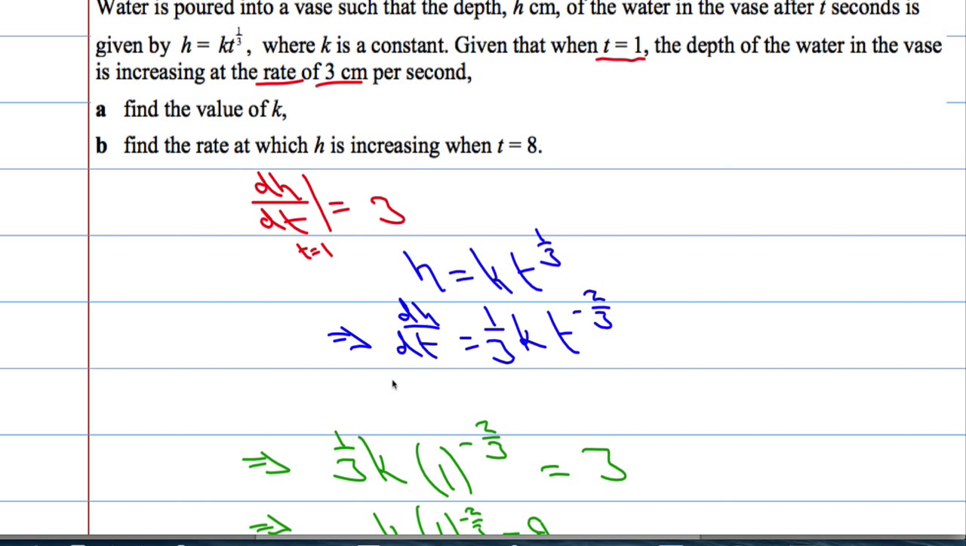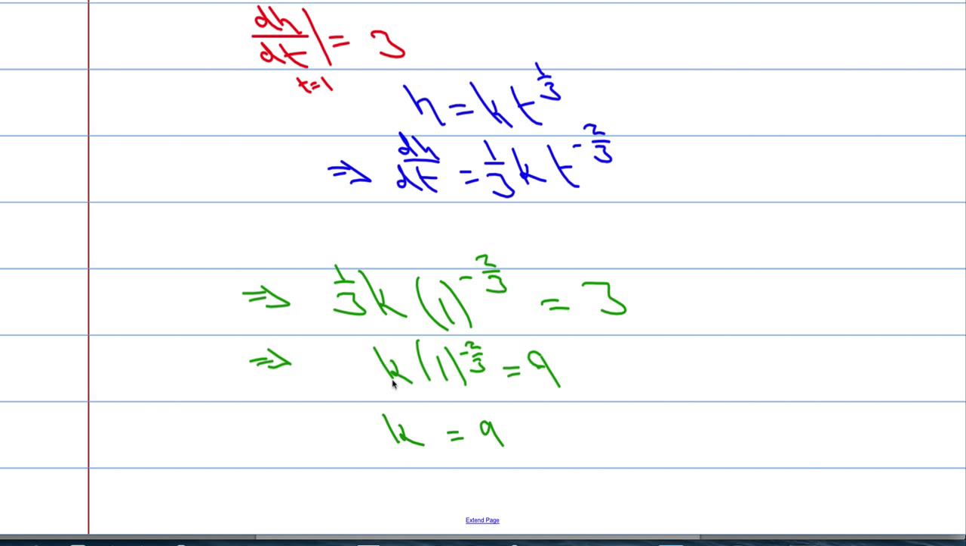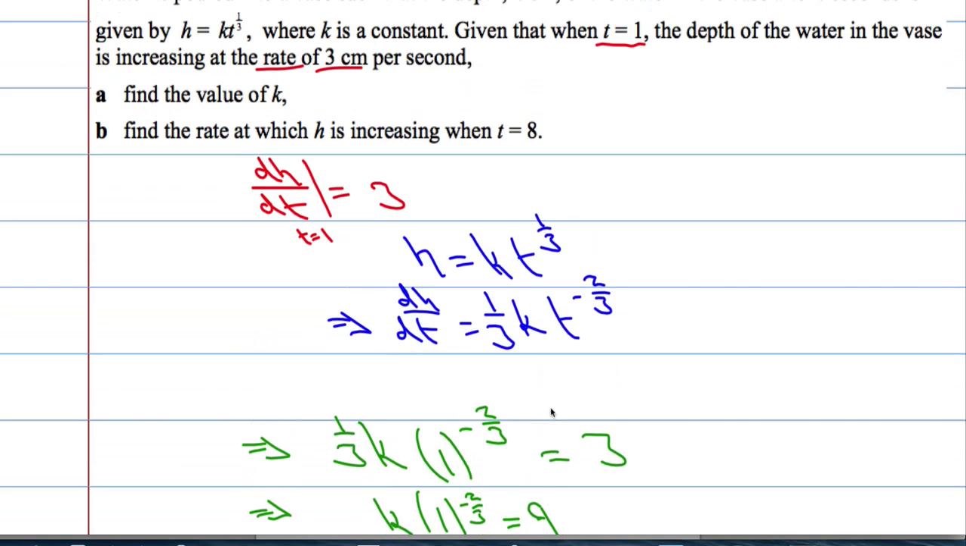Okay, now that we know that k is 9, find the rate at which h is increasing when t equals 8. So, now that we know k, let's rewrite dh dt. So we know what k is. That means that dh dt equals 1/3 times 9, which is 3, t to the negative 2 over 3. So that's an updated version of the rate of change.